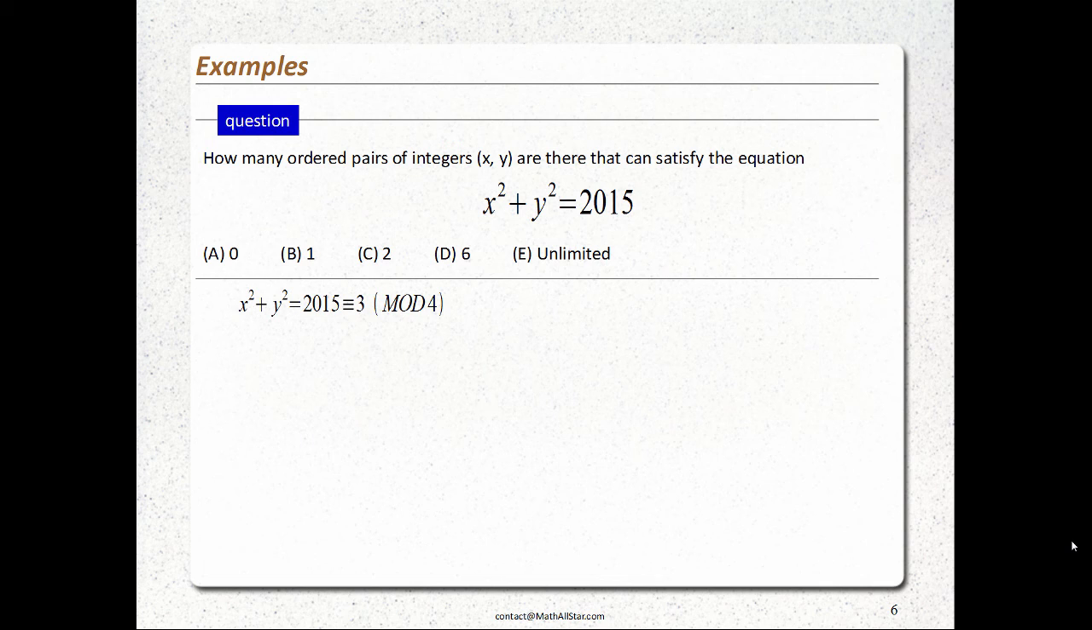On the right side, the remainder is 3 when 2015 is divided by 4. However, as we have shown earlier, it is impossible for a sum of two squares to have 3 as the remainder when being divided by 4. Do you agree?